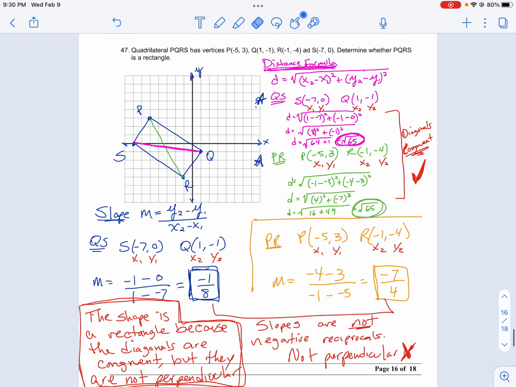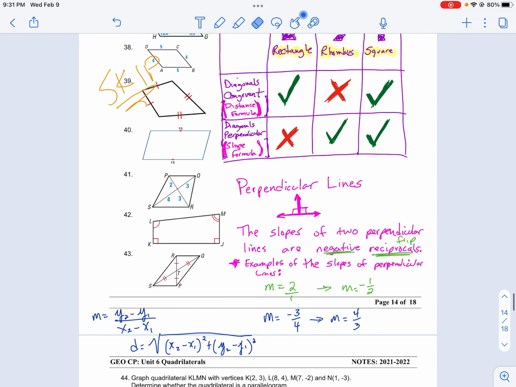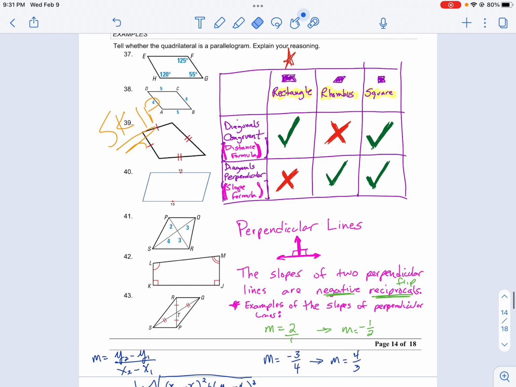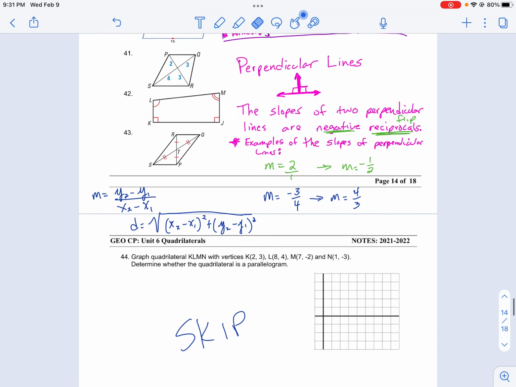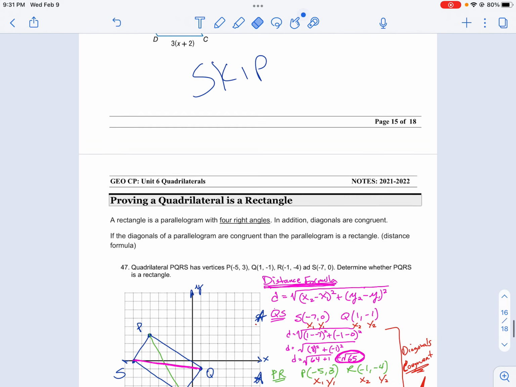All right, so we did 47. We used the distance formula. We used the slope formula. We did all this kind of work, and then after we got our answers, we went back to this chart that we talked about to find out and prove what shape we had. All right, so let's go on to the next one.